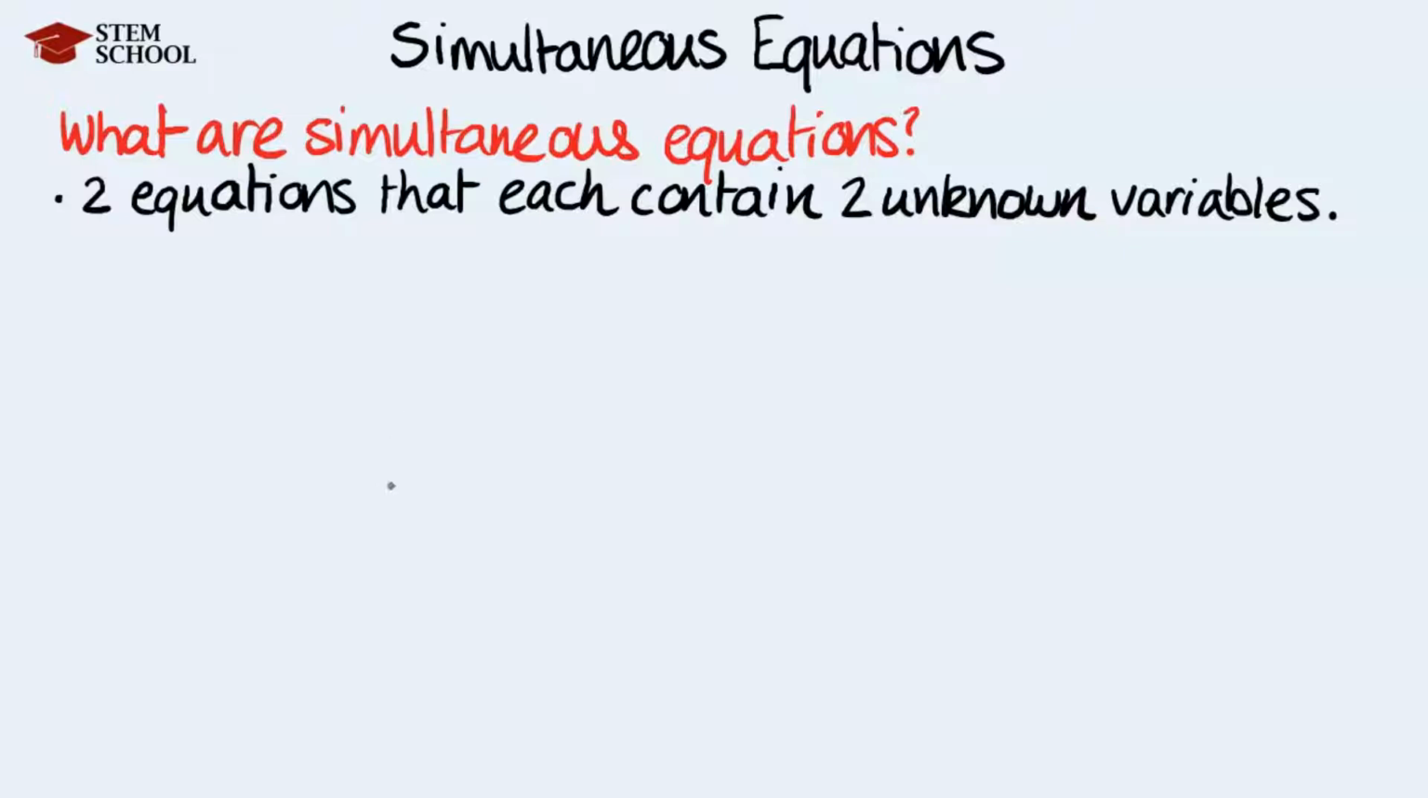So what are simultaneous equations? Well, they're essentially two equations that each contain two unknown variables, like an x and a y variable, or it could be any letter. It could be an A and a B, okay? It could be any letter.